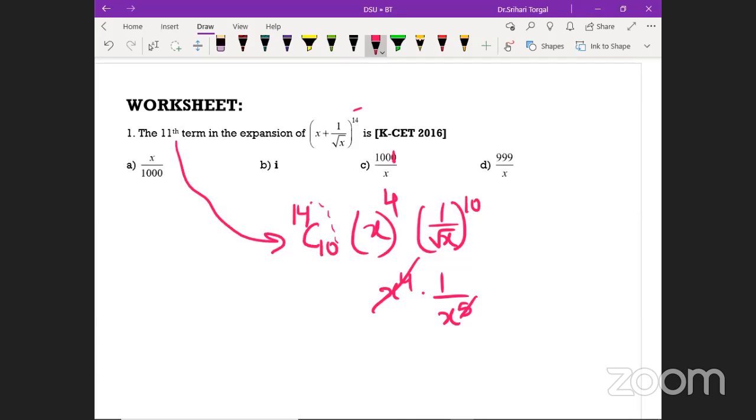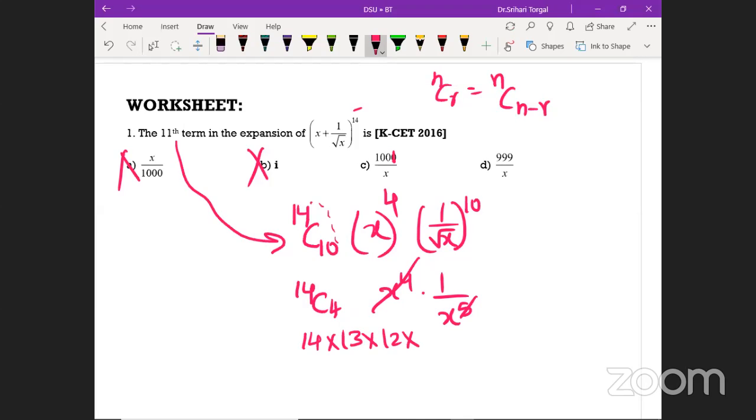Okay, so these two are not the answers. Now I have to calculate this 14C10. I can find 14C10 or I can find 14C4 also. That we know, because according to the property nCr is equal to nC(n minus r). So how to calculate that? 14 into 13 into 12 into 11.